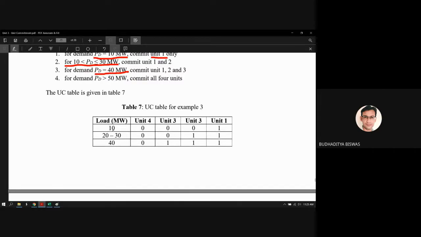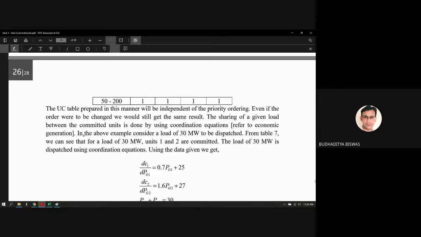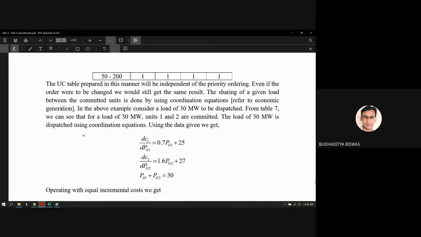So if the load demand is 10 megawatt, unit 1 should commit. 20 to 30, unit 1, 2 should commit. If it is 40, then 1 to 3 should commit. And if it is more than 50 megawatt up to 200, because the 200 megawatt is the maximum load demand which is given in the question, all the units should commit. So this is called the UC table based on their priority order.